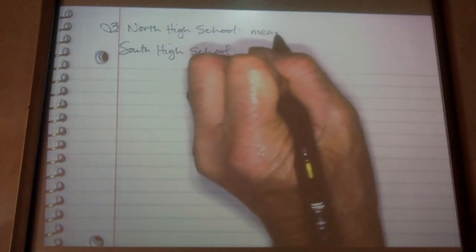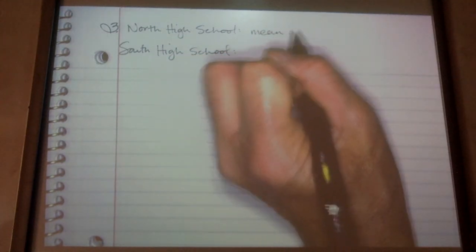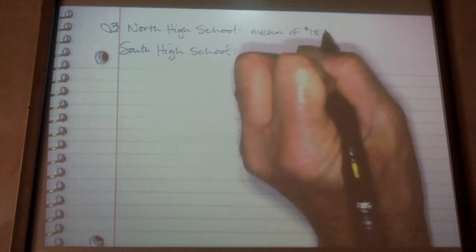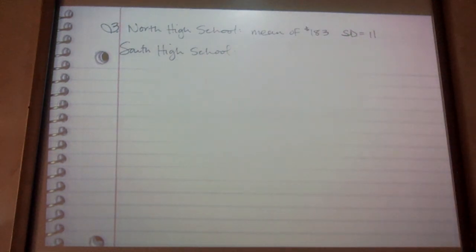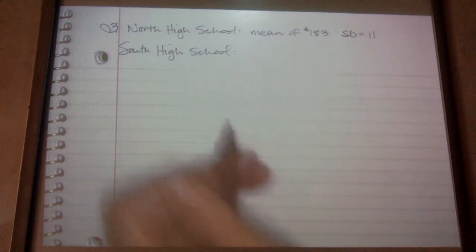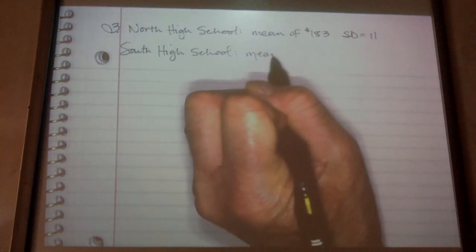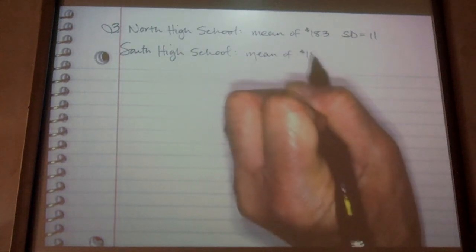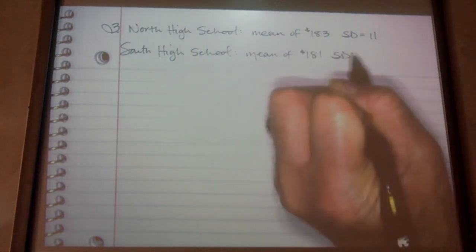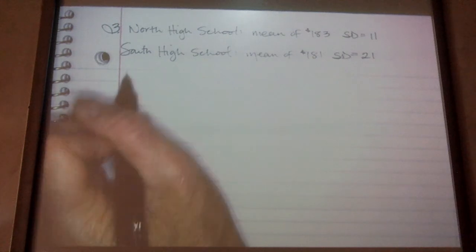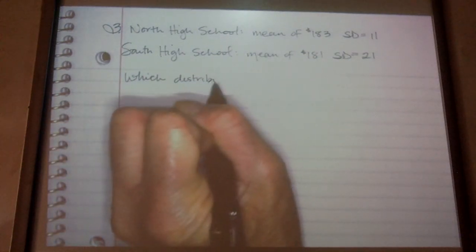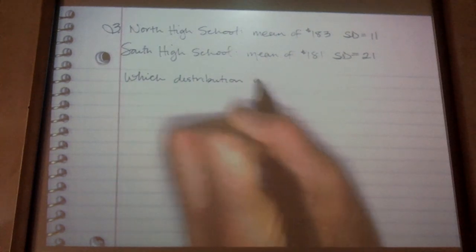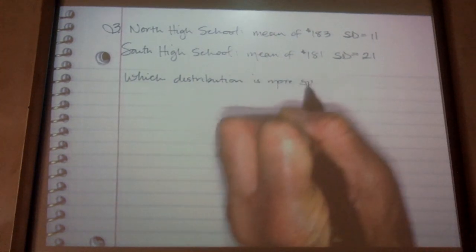So North High School had a mean of $183 and a standard deviation of 11. Okay? South High School had a mean of $181 but a standard deviation of 21. So which distribution is more spread out?